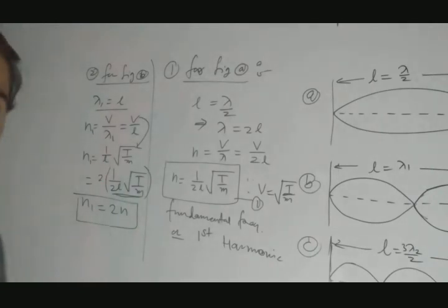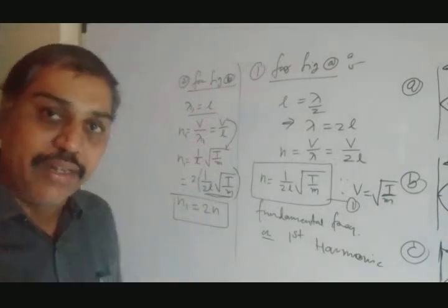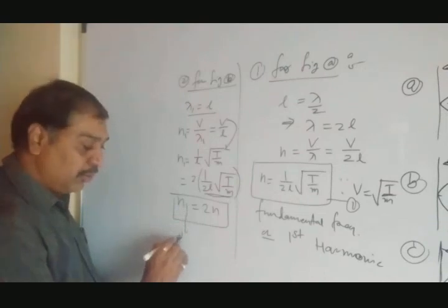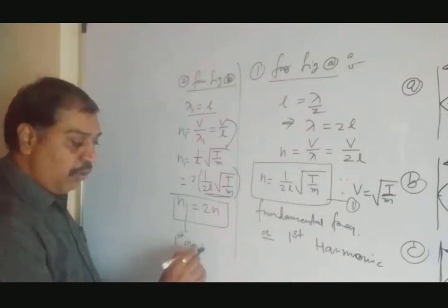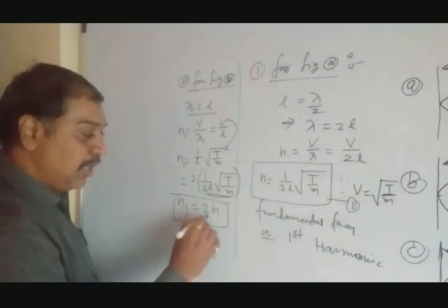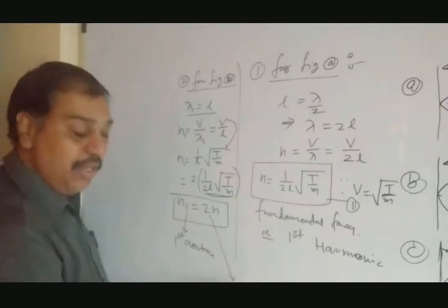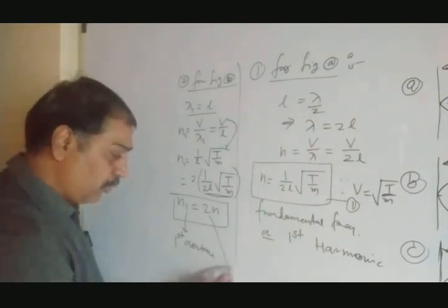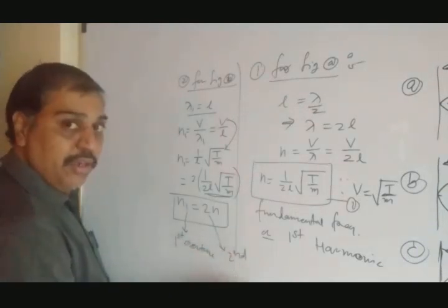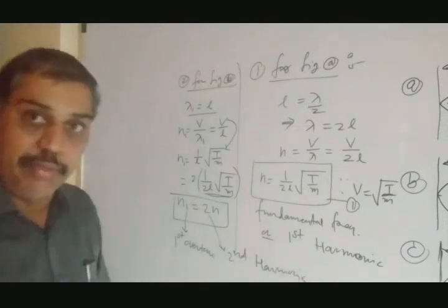As we have learned this in the case of pipe, open at both ends or closed at one end, same way, n1 is said to be the first overtone. First higher frequency than the fundamental, that is overtone. And it is said to be second harmonic. So it is first overtone and second harmonic. So you can say that it is said to be second harmonic.